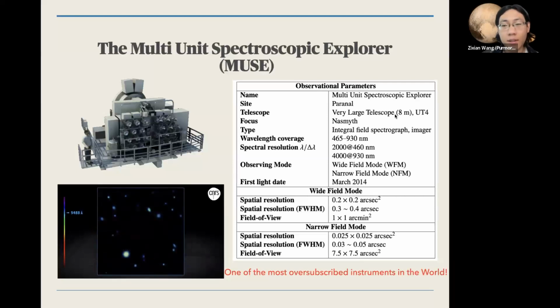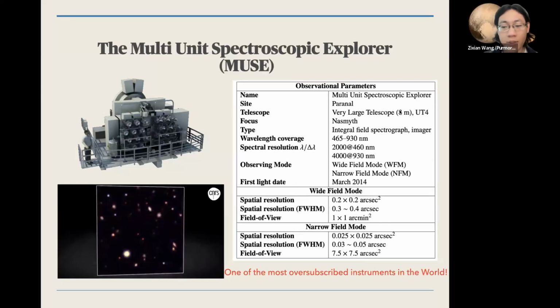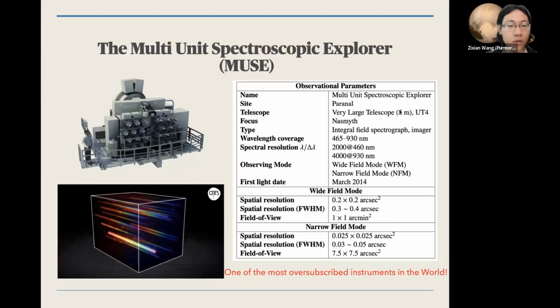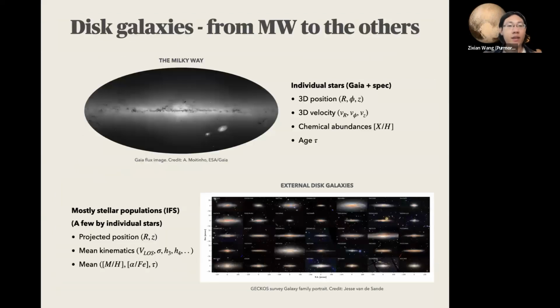Because it's on the VLT, which is an 8-meter telescope, it has a really large aperture, and so a really nice observation depth, and you can see so many details during observation of any stellar objects. That means MUSE has become one of the most oversubscribed instruments in the world, and has been used for so many scientific topics. One of the topics is disk galaxies, and I say it's from the Milky Way to others.